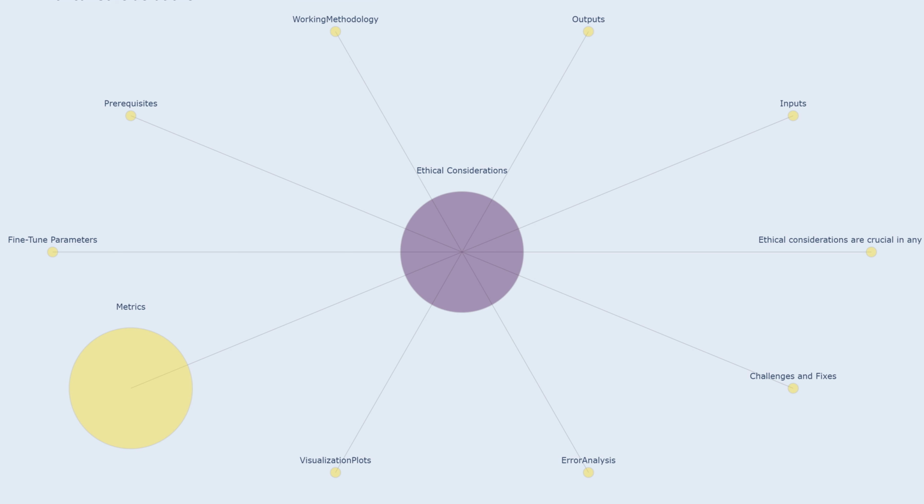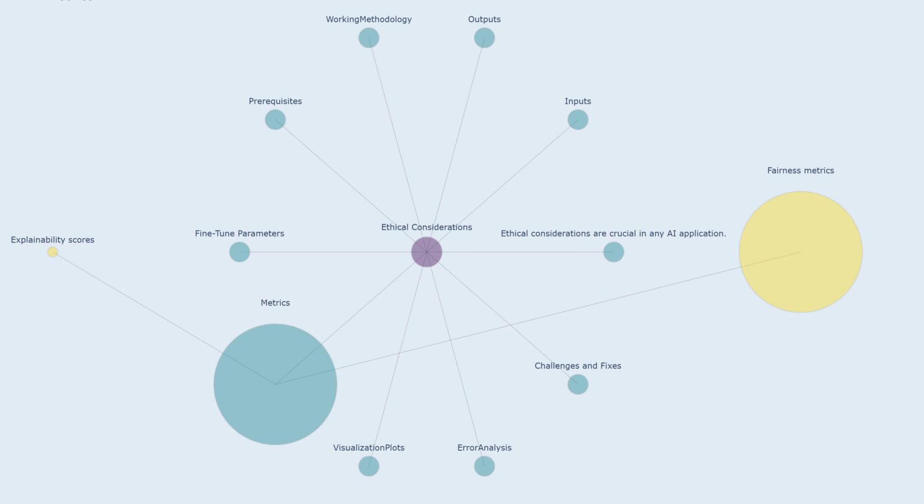Visualization plots. Bias visualization. Bias visualization involves creating visual representations of biases in AI systems. This can include graphs, charts, and maps that illustrate the distribution of bias in data or predictions. Bias visualization helps identify patterns of bias and make the issue more readily understandable.